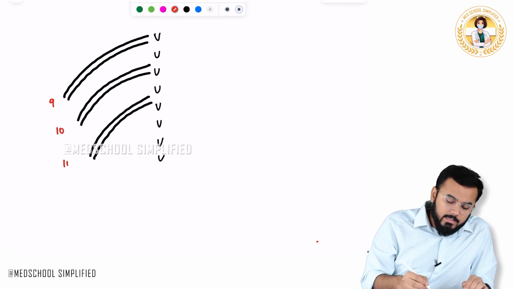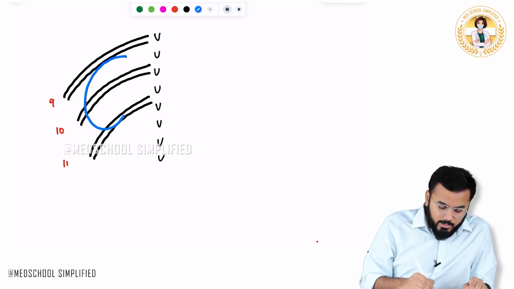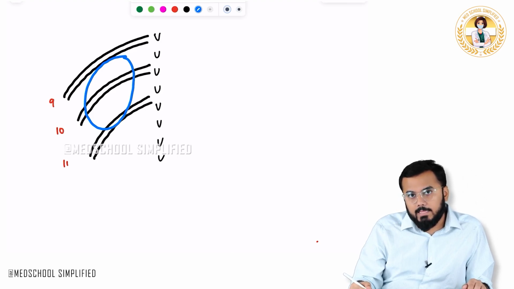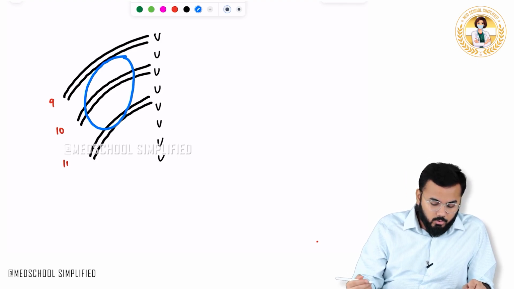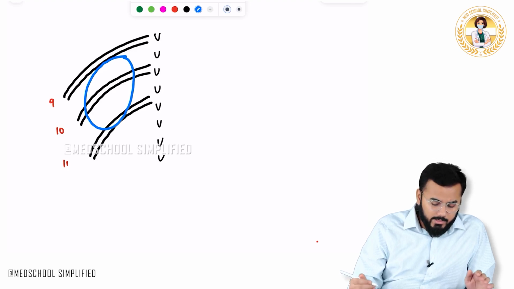Now behind this 9th, 10th and 11th is the place where we have our spleen. So if someone asks you where the spleen is located, you have to tell them that the spleen is located behind the 9th, 10th and 11th rib. So the topography of the spleen is normally behind the 9th, 10th and the 11th rib.